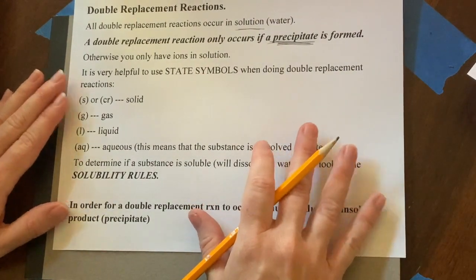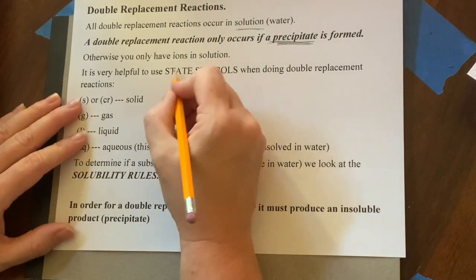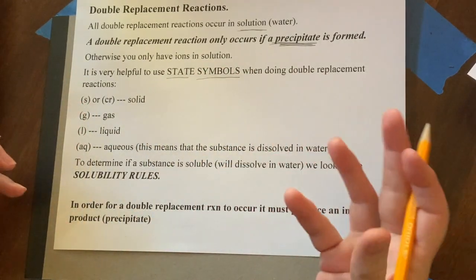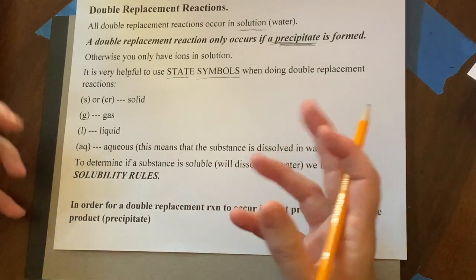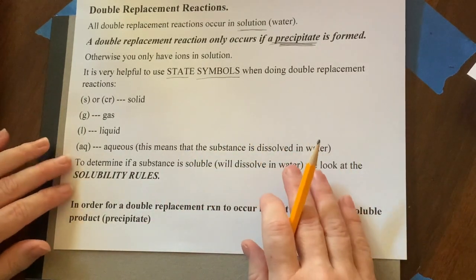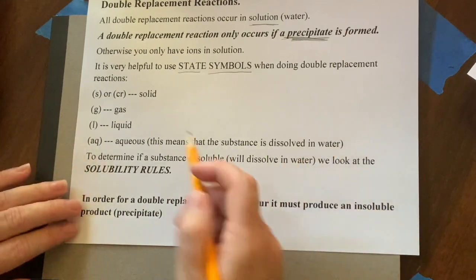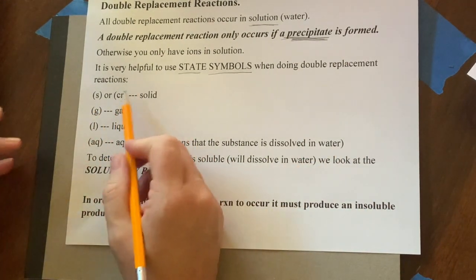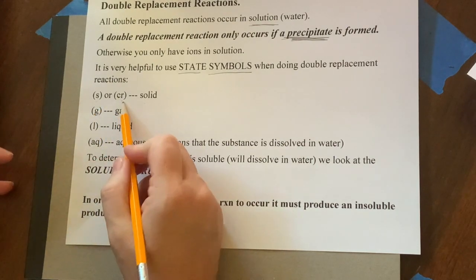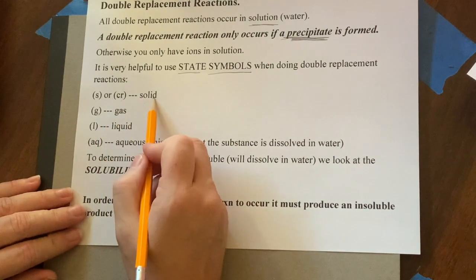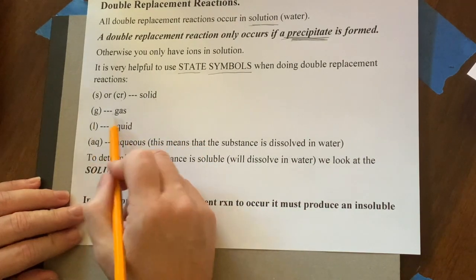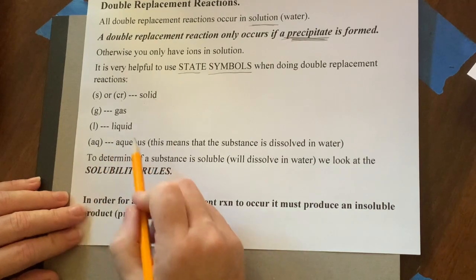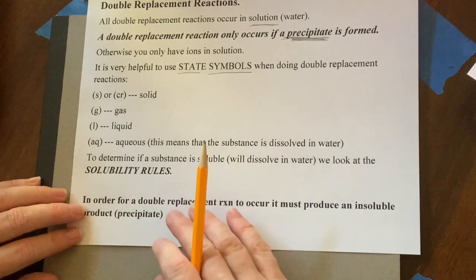In chemical reactions, to be completely thorough, we need to use what are called state symbols. A state symbol is exactly that. It is a symbol that tells you what state the substance is during the reaction. The state symbols are as follows: S or Cr for a solid. S stands for solid, Cr is crystalline. It's just a different way of saying it. Both of those mean that your compound is solid. G is for gas, L is for liquid, and AQ stands for aqueous.